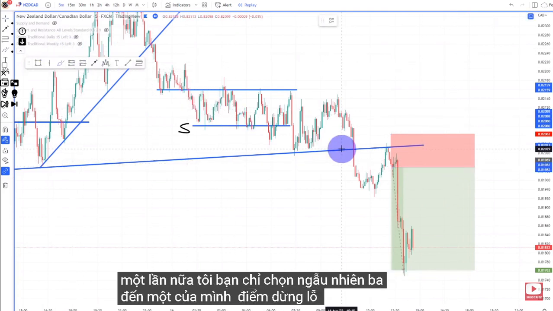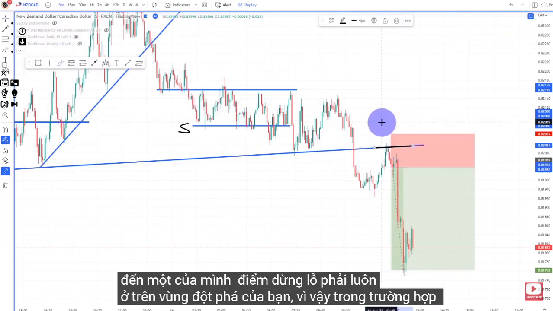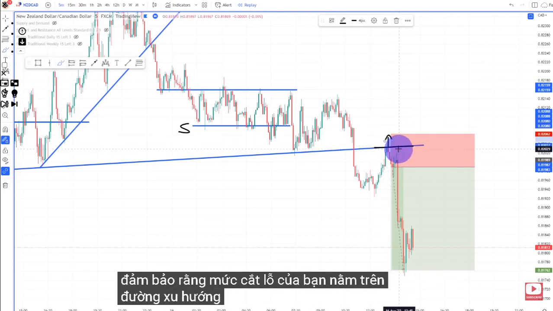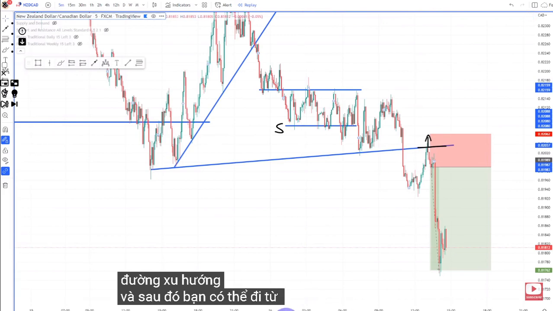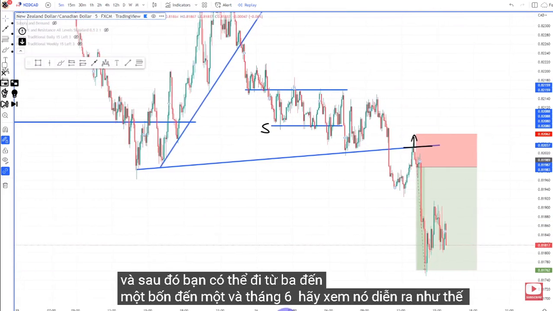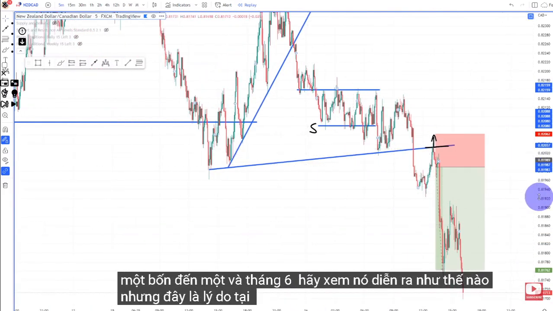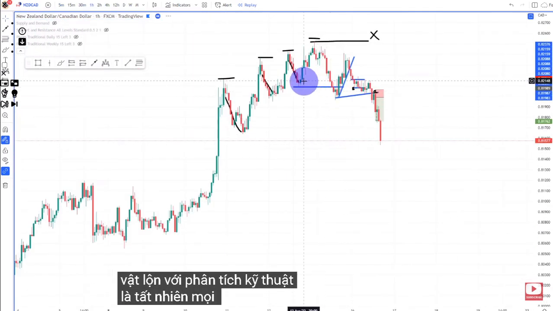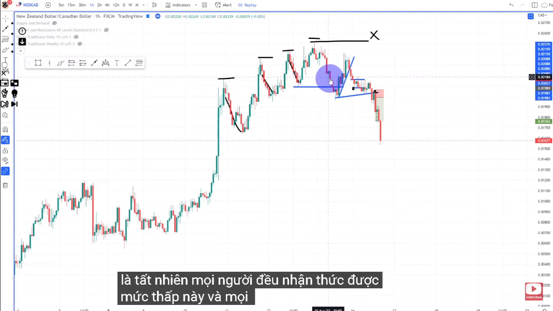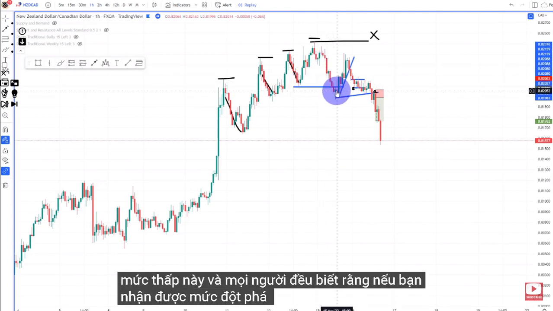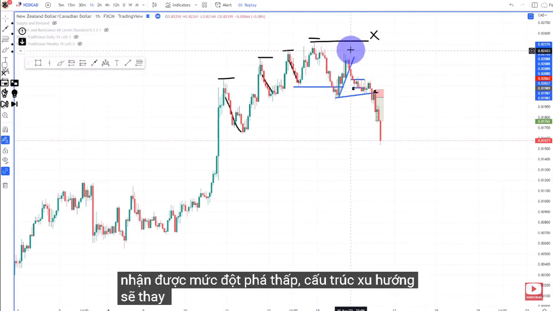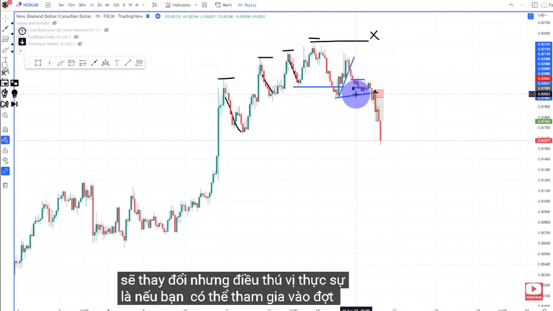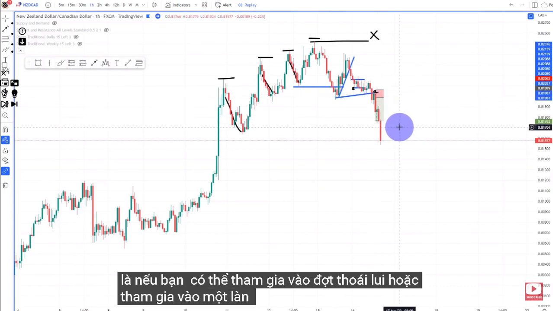Your stop loss should always be above your breakout area. So in this case, we have a trend line, and you want to make sure that your stop loss is above the trend line. And then you can just go for 3-to-1, 4-to-1, and just see how it goes. But this is why a lot of traders are struggling with technical analysis: of course, everybody is aware of this low, and everybody knows that if you get a low breakout, the trend structure changes. But the real interesting thing is if you can get in on a pullback or into a new trend wave.